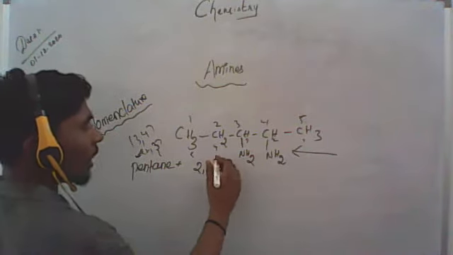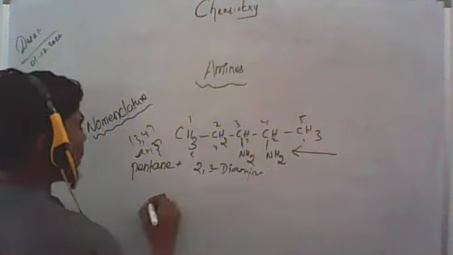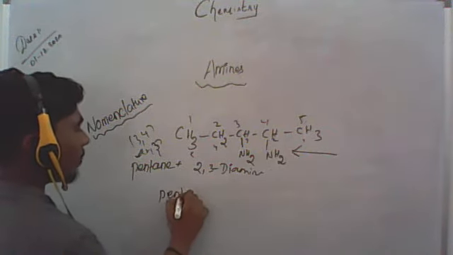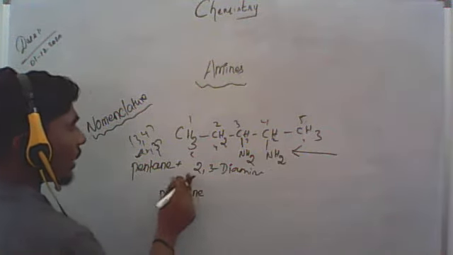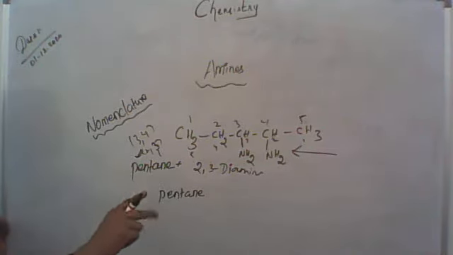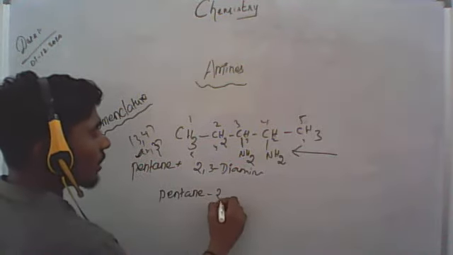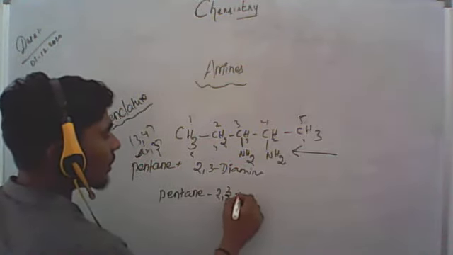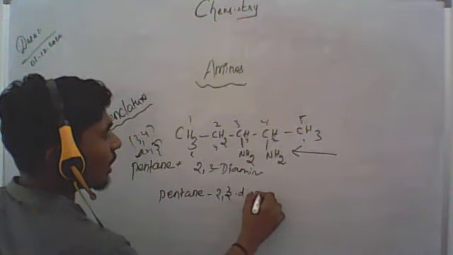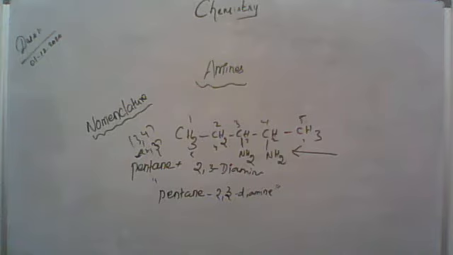There are 2 amine groups, so it is a diamine. So what is the name? It's a pentane. Again, we did not cancel the e. Why? Because there are 2 functional groups present here, so we do not cancel out the e. So it's 2, 3 diamine. So this is the IUPAC name for this compound.